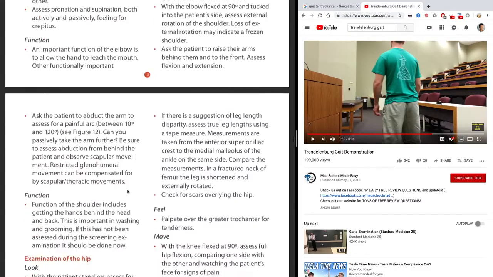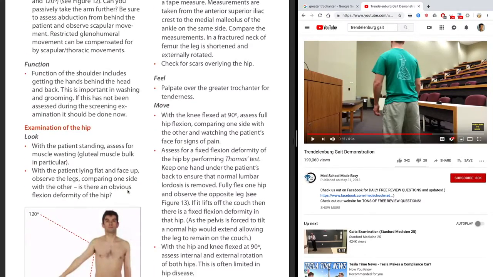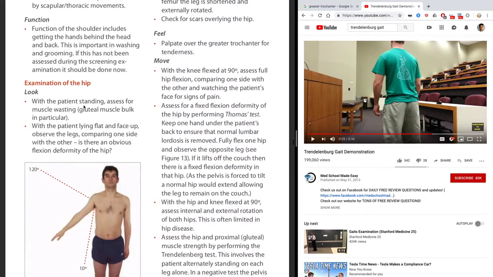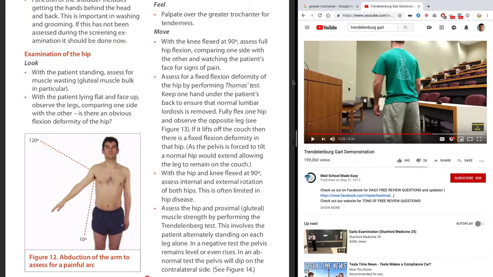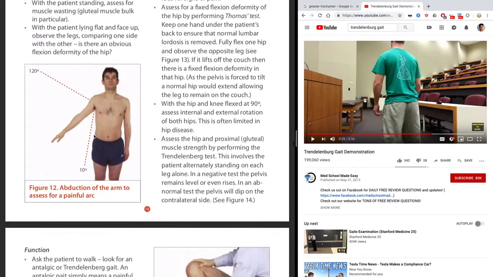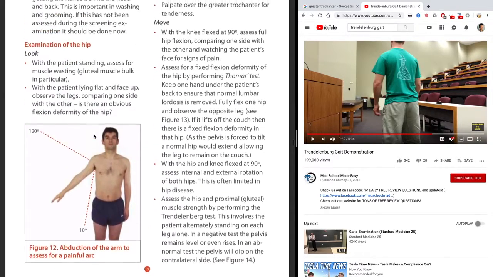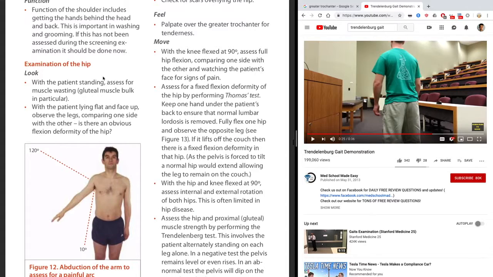Right. So let's try to summarize examination of the hip. Look, with the patient standing, assess for muscle wasting, gluteal muscle bulk. So you're going to look from the back so that you can see the butt muscles. With the patient lying flat and face up, observe the legs. So don't ask them to lie flat first. We're going to do the ones that the patient can do while standing first. So while the patient is standing, you're going to inspect first, from the back, and look for the gluteal muscle bulk.